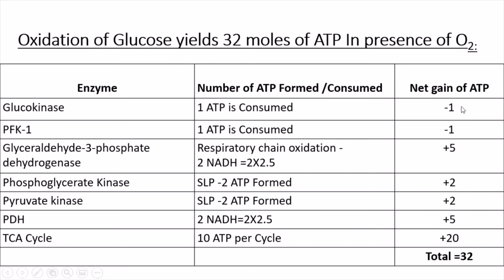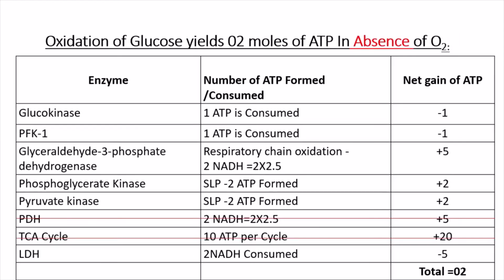you just have to write that glucokinase was -1 ATP, PFK1 -1, and glyceraldehyde 3-phosphate dehydrogenase 5 ATP, because 2 NADH are being formed. I told you everything after glyceraldehyde will be multiplied by 2. Same for phosphoglycerate kinase, pyruvate kinase, PDH and the TCA cycle. Everything here will be multiplied by 2. And when you take the net, it will become 32 ATP.